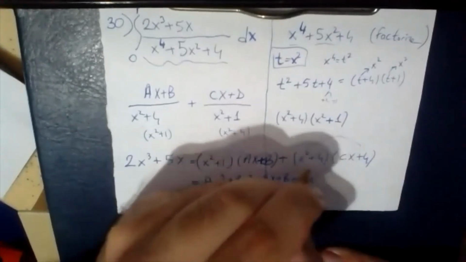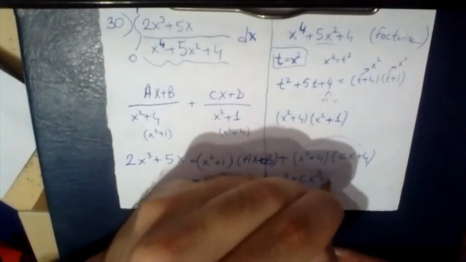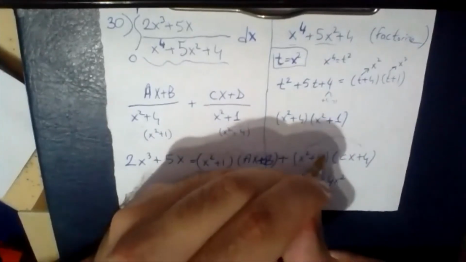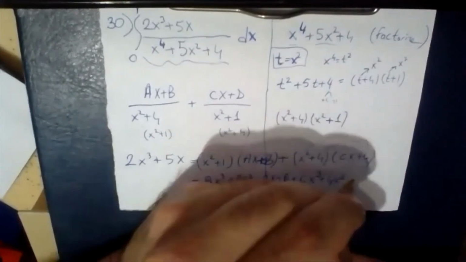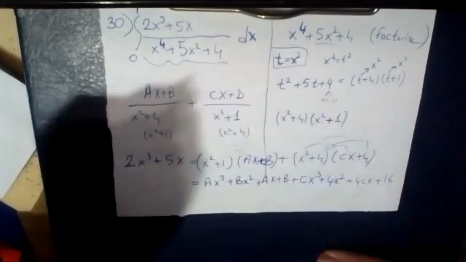c times x squared times x is c x cubed. 4 times x squared is 4x squared. Now distribute 4: 4cx plus 16.